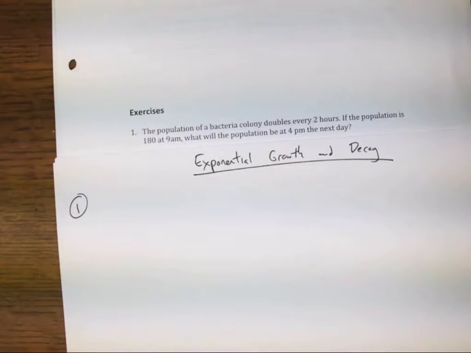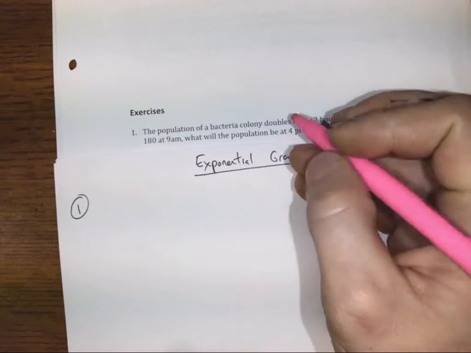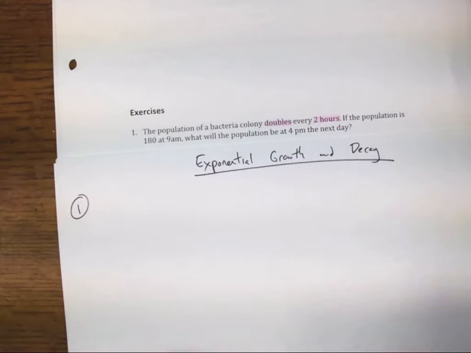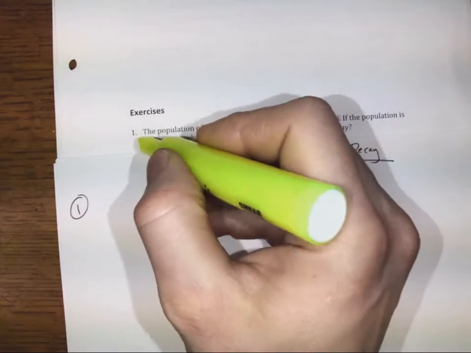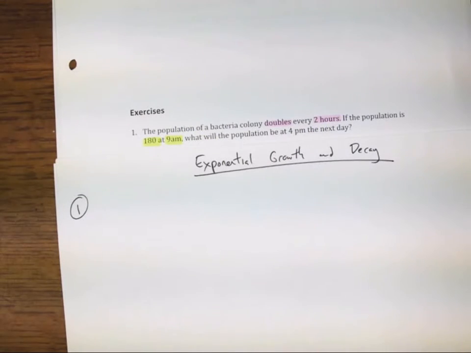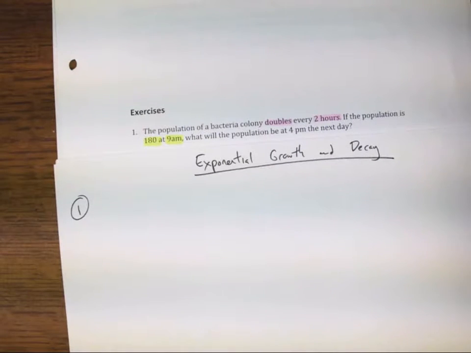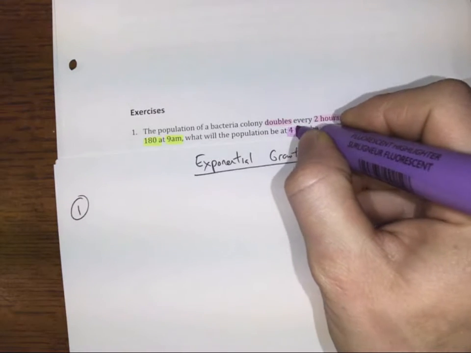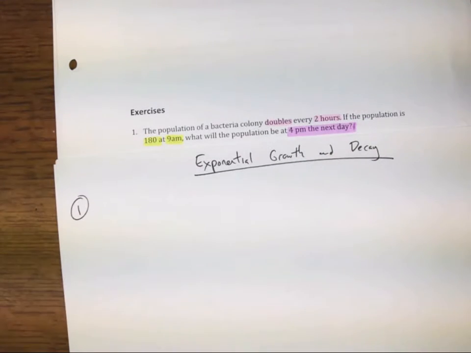So I'm going to grab some highlighters here. Okay, so the bacterial colony doubles every 2 hours. And we know that the population is 180 at 9 a.m. And the question is, what will be the population at 4 p.m. the next day?